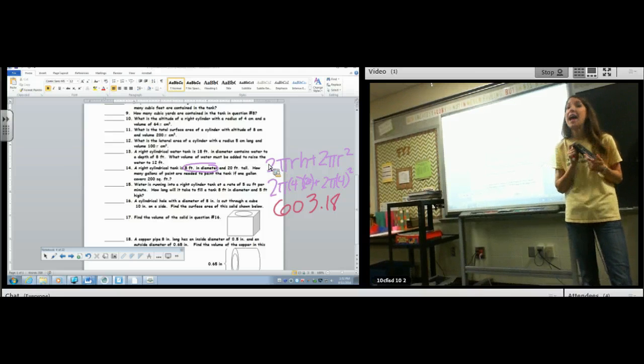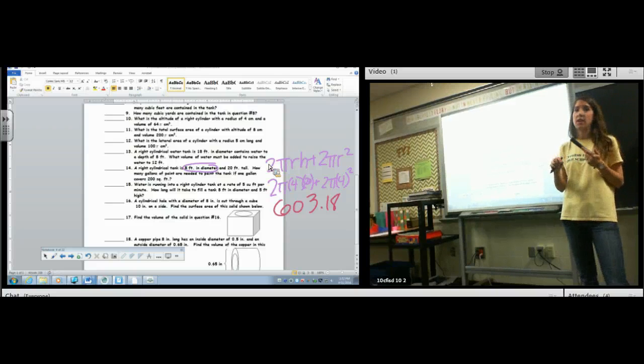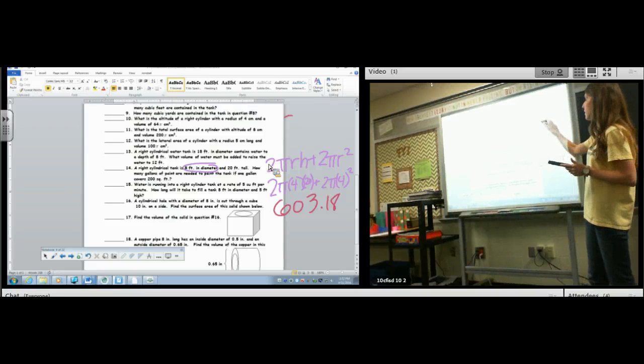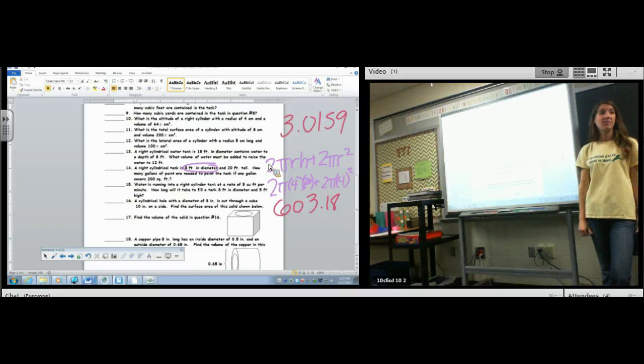Divide the entire number. Don't put the decimal down and then divide it. Divide what was in your calculator. This is tricky. What do you get? 3.01. How many cans are you going to buy? 4. 4 cans of paint.